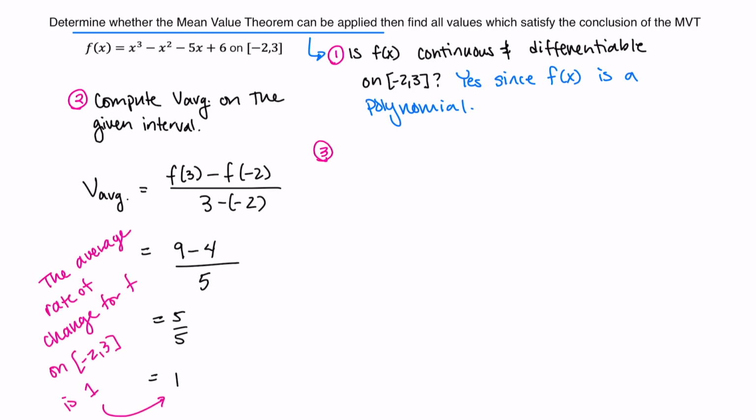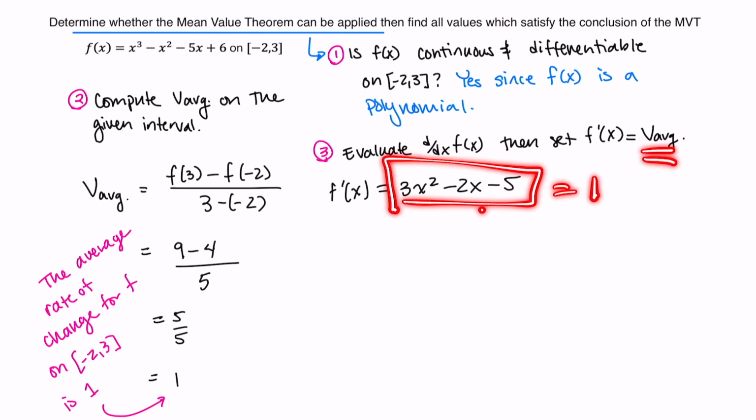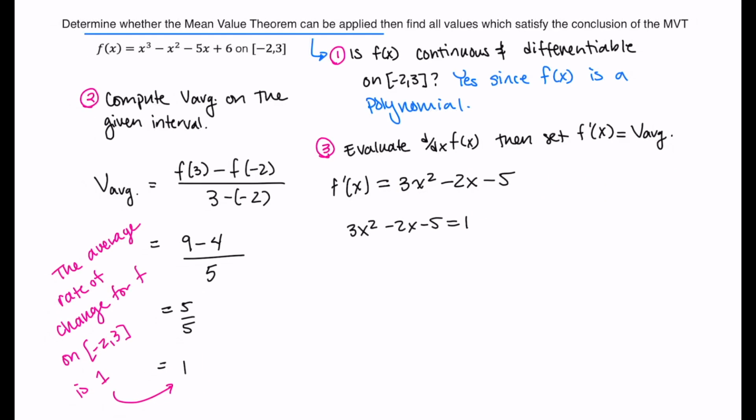All right, so now what we need to do is set our derivative equal to the average. So we need to find the derivative, then set that equal to the average rate of change. All right, so the first derivative of our function is equal to 3x squared minus 2x minus 5. And now our average rate of change was 1. So I'm going to let this whole derivative here equal 1, which is our average rate of change. Subtracting 1 from both sides, we end up with 3x squared minus 2x minus 6 equals 0.